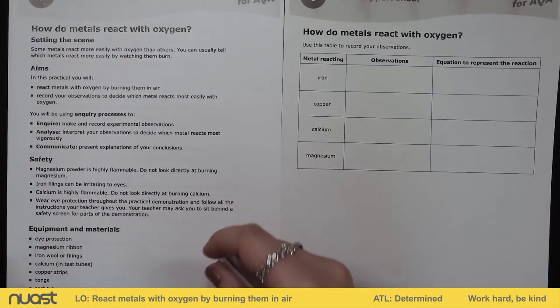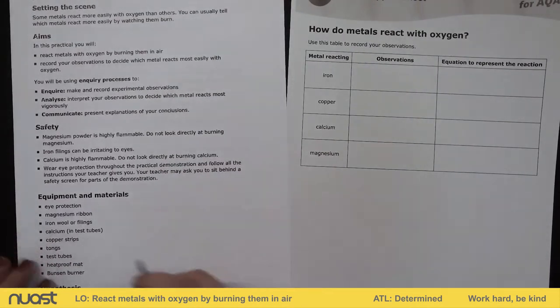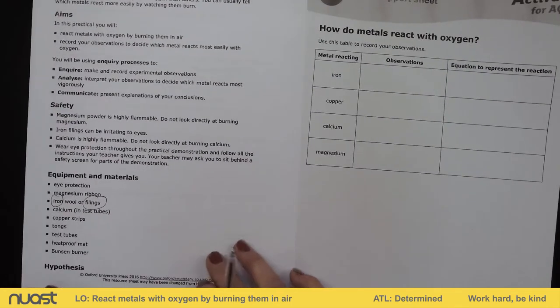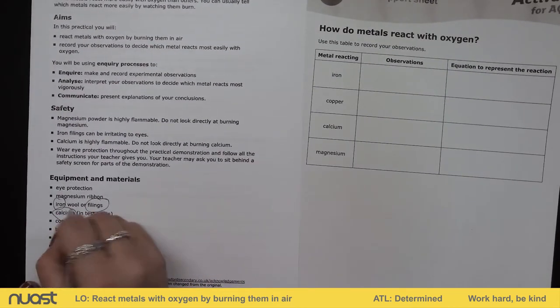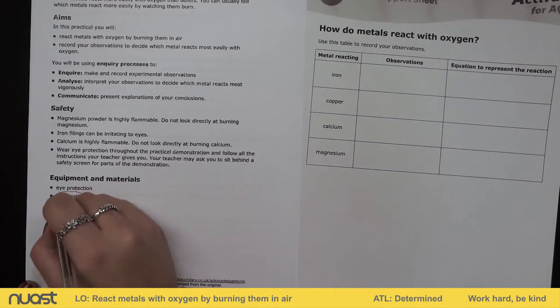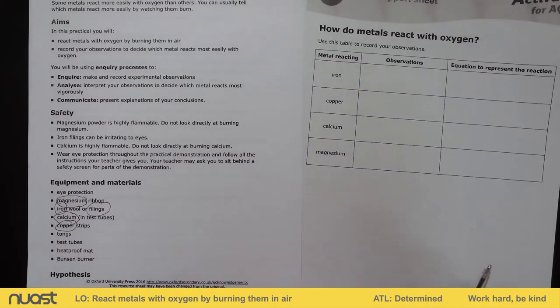We have four metals that we're going to be looking at today. We're going to be using iron filings, calcium, copper, and magnesium. By the end of the lesson, we're going to be able to make a conclusion about which one of those four metals reacts the easiest with oxygen in our air.